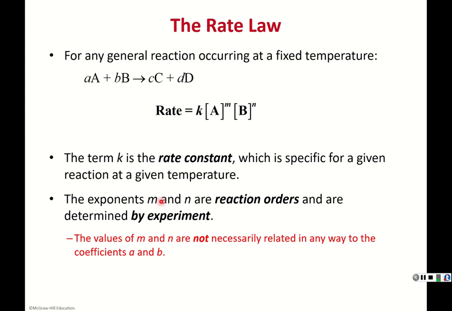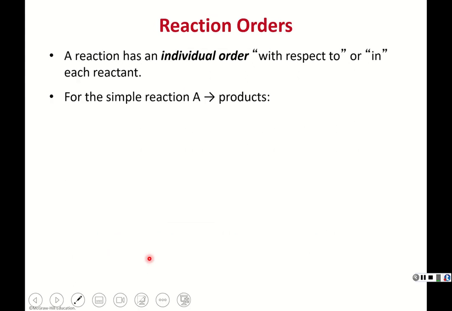The values of M and N are not really related in any way to the coefficients A and B. I can't stress that enough. Don't think that because there's a coefficient out here, the exponents have to be the same. They're not related. So a reaction has an individual order with respect to each reactant.